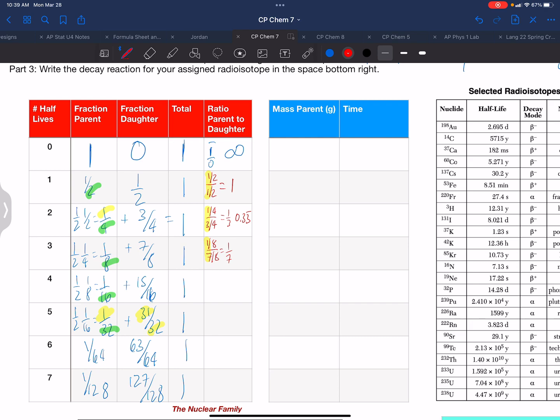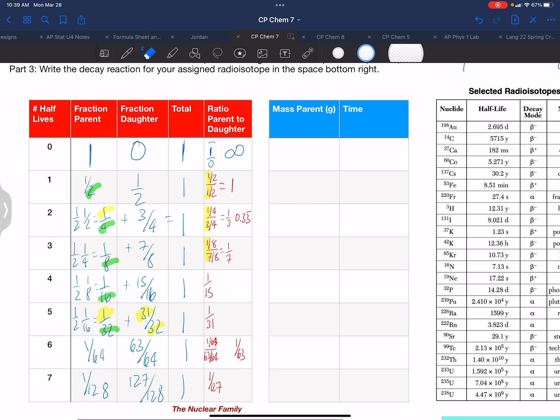So as we go down the line, we have 1/15, 1/31, and just writing it out again, we have 1/64th to 63/64. So that is 1/63rd, and this one is 1/127th.